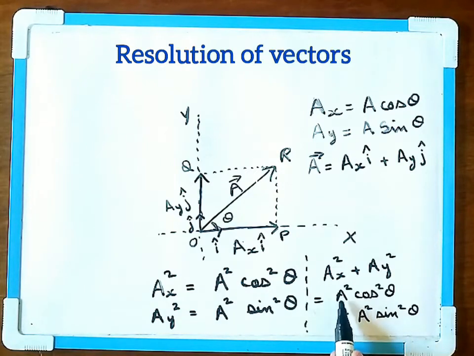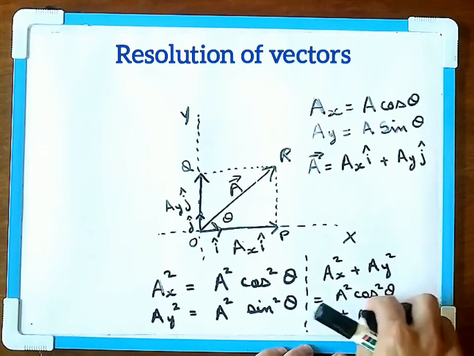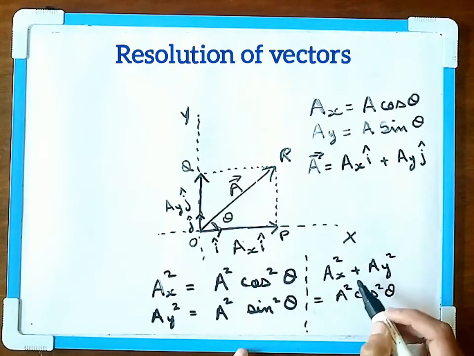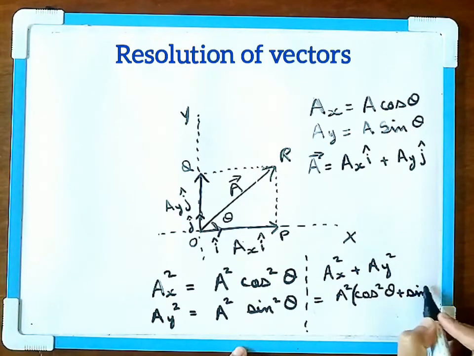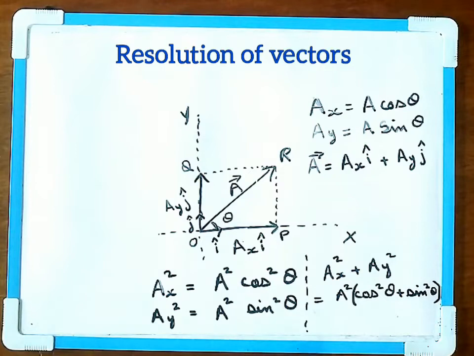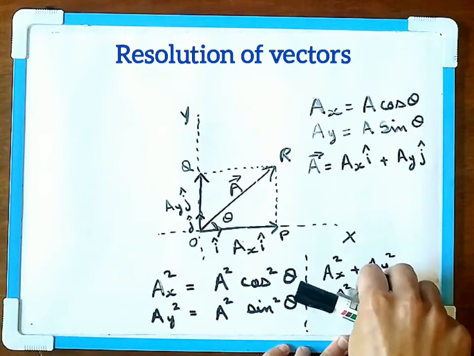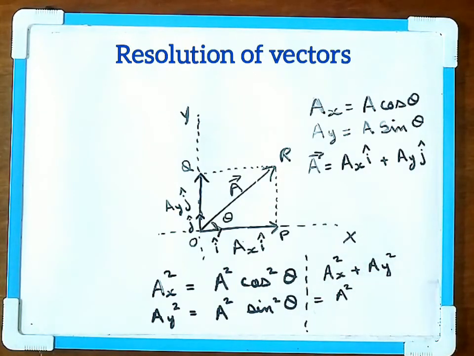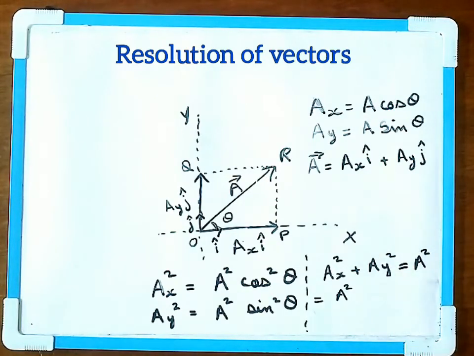Then we take a square common, since a square is common to cos and sine. So we have a square times cos square theta plus sine square theta. And this sine square theta plus cos square theta, according to trigonometry, is equal to 1. So this is 1. Hence we have a square equal to ax square plus ay square.